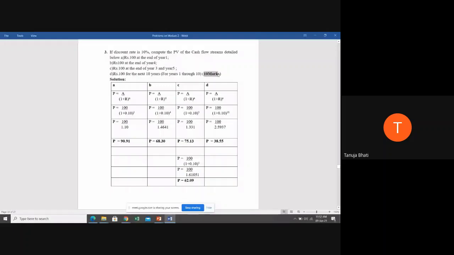So students, this particular problem also is very simple because here they are directly asking you to compute the present value. So what is given in the question? They have told you to calculate present value. In the main question, four sub questions are given. So first we will solve each sub question individually. First, I've written A here: rupees 100 at the end of year 1. So calculate the present value of rupees 100 at the end of year 1. Can anyone tell me which formula or what it is depicting, whether single cash flow or multiple cash flow?